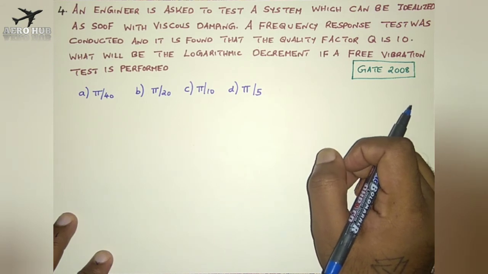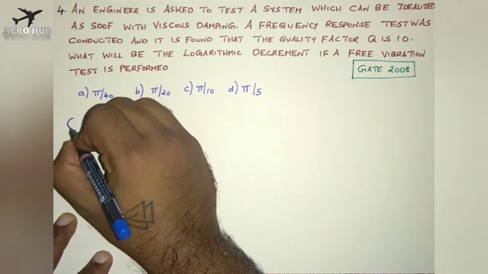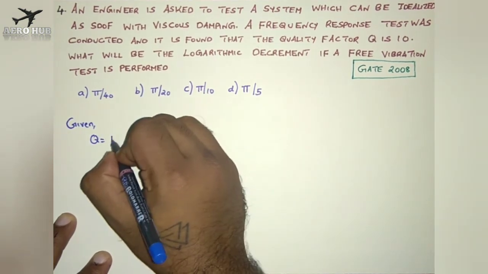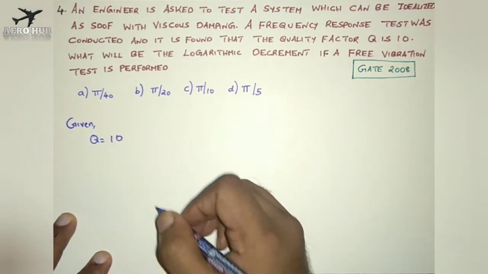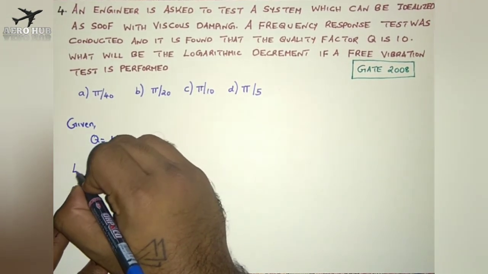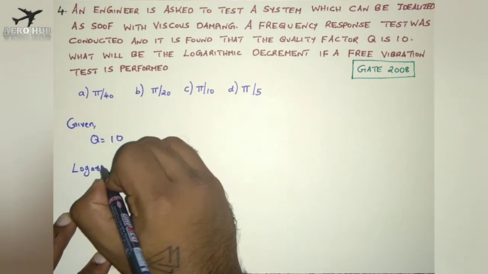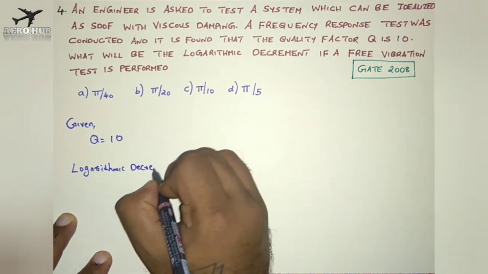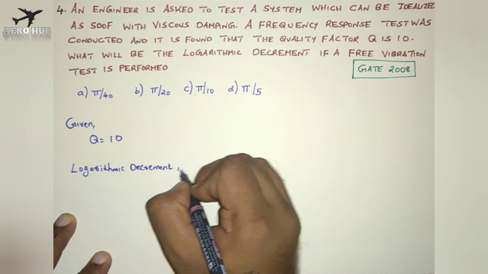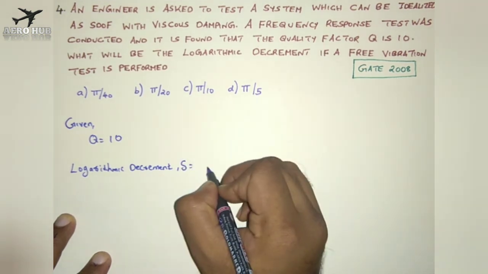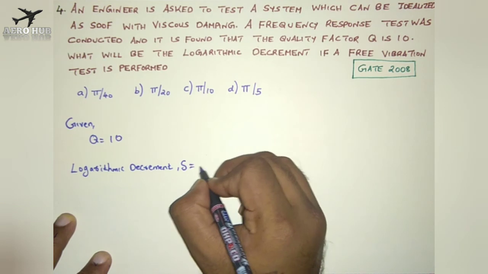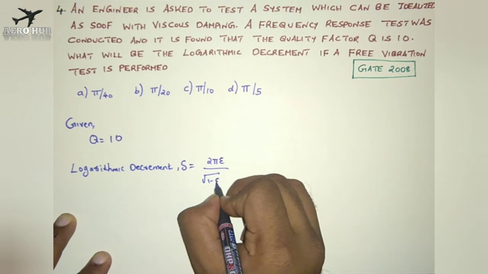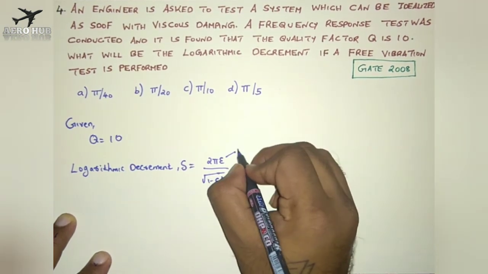First of all, with the given data, we have quality factor Q equal to 10. We have to find the value of the logarithmic decrement, which is given as delta. In different textbooks they will use different symbols. It will be 2 pi epsilon divided by root of 1 minus epsilon square, where epsilon is nothing but your damping ratio.